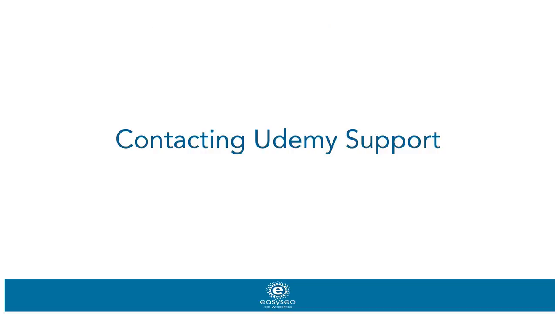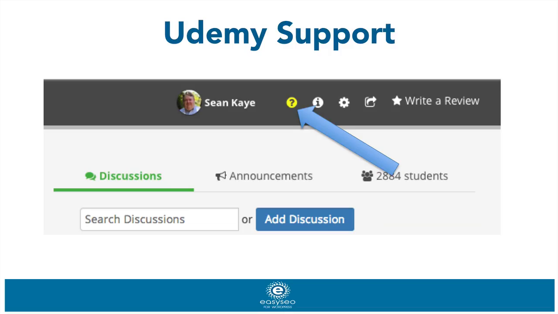So how do you contact Udemy support? Well, there are times where maybe something's not working, you're not seeing something correctly, and you want to talk to Udemy. So you click on the little yellow button up the top, the little yellow question mark. Again, that'll pop up a little dialog box where you can type your message to the people at Udemy.